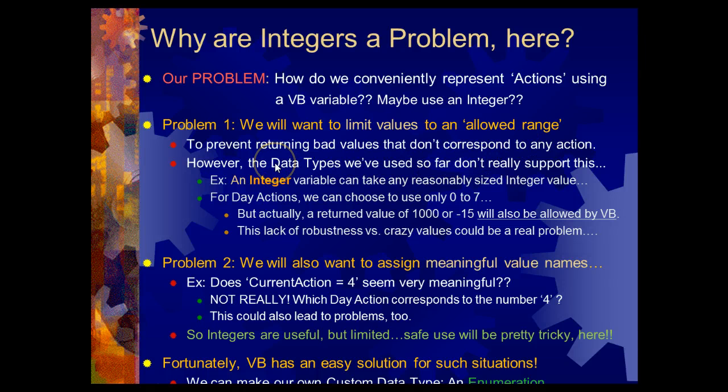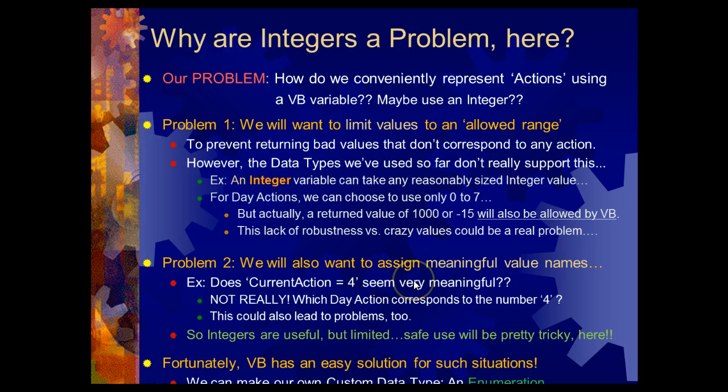And he says, so we want to create our own data type, because the data types we've used so far don't really support this situation. An integer can be many different values, but for the day action, we only want to use 0 through 7 or 1 through 8. He's using 0 through 7. So he says we're going to get some crazy values. This is going to be a problem.